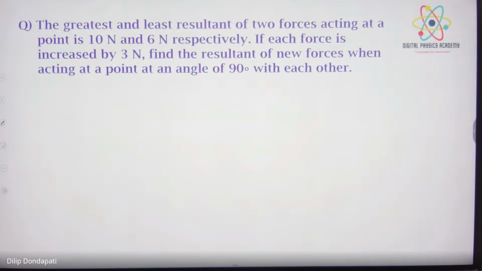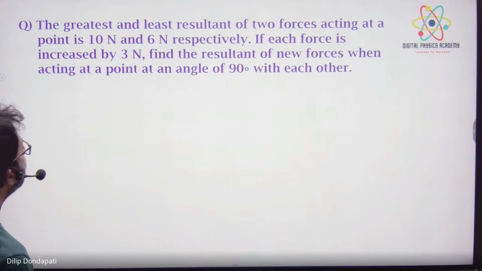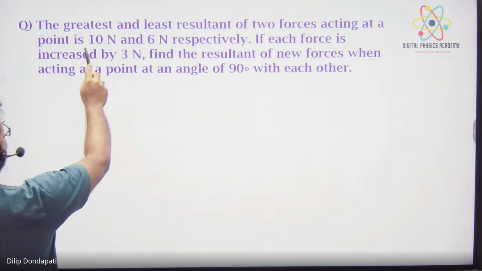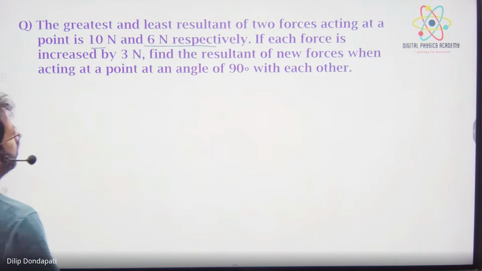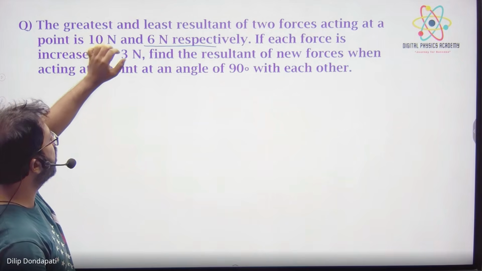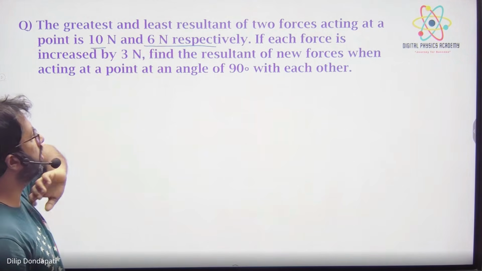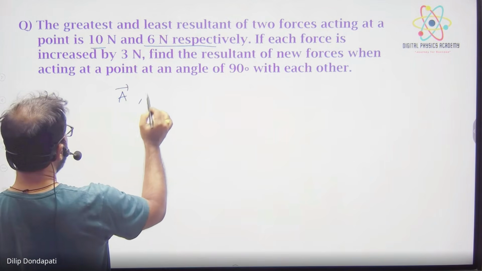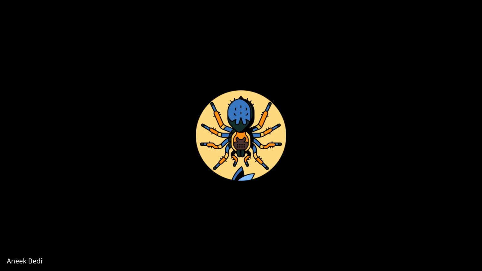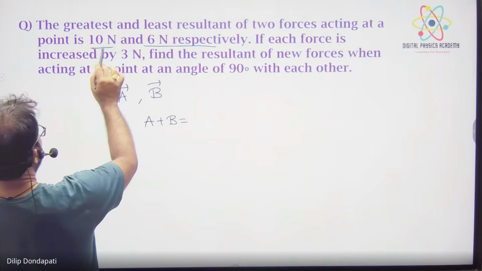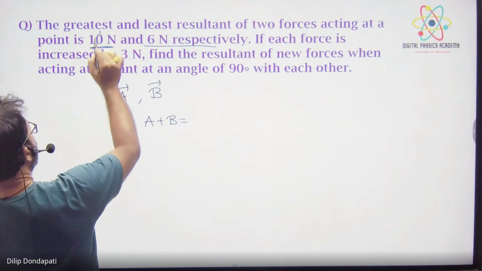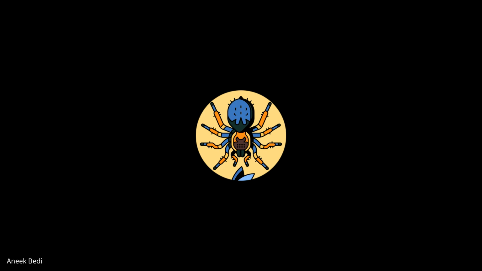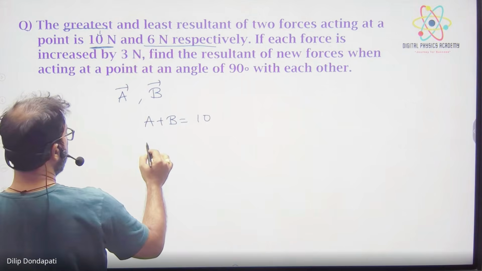The greatest and least resultant of two forces at a point are 10 newtons and 6 newtons respectively. The greatest resultant is 10 newton, least resultant is 6 newtons. If A and B are vectors, tell me what the greatest resultant will be? A plus B. No, total resultant only they given. The greatest resultant, 10. And least resultant, 6.